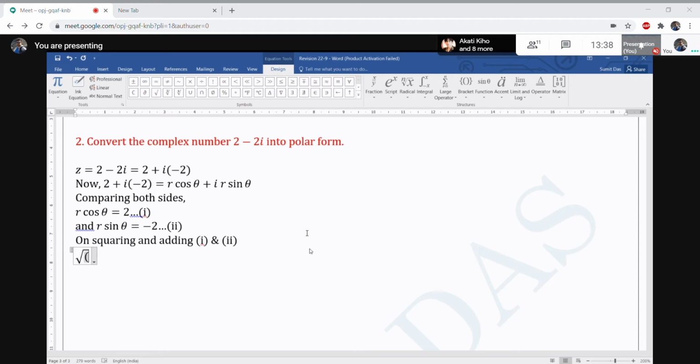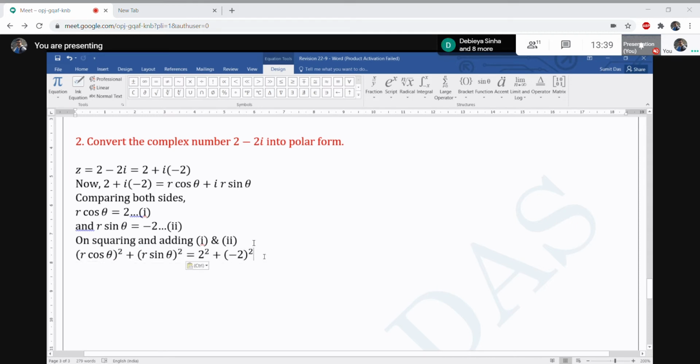We'll get (r cos theta) whole square plus (r sin theta) whole square. Then on the right side, okay, I'm writing the square root, it will not be square root. Don't be afraid of it. It will be 2 square, then minus 2 square, and this will not be under square root.